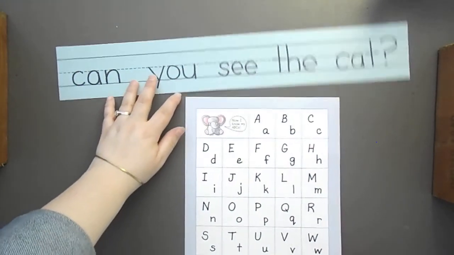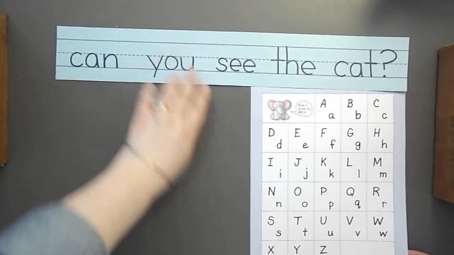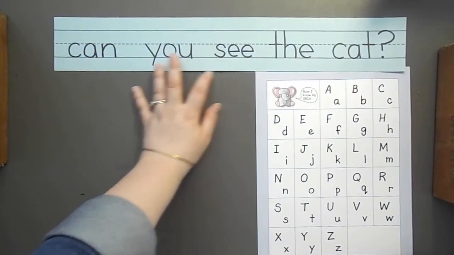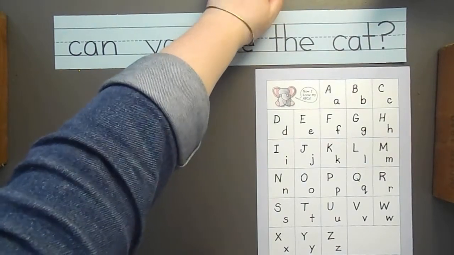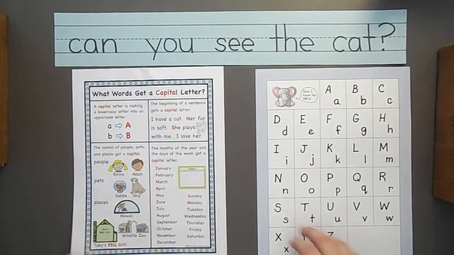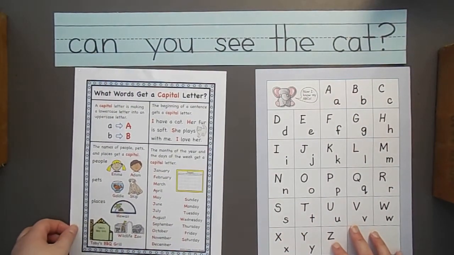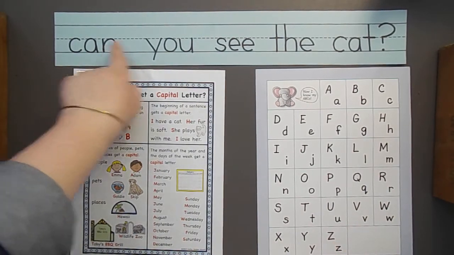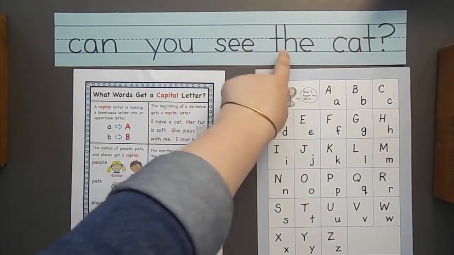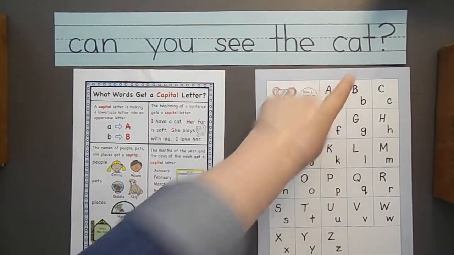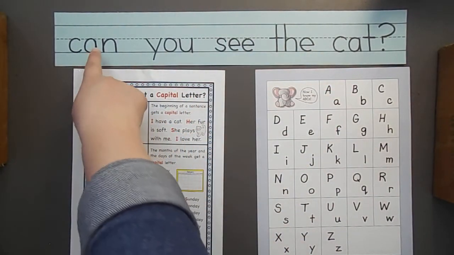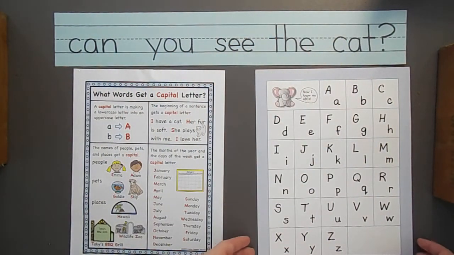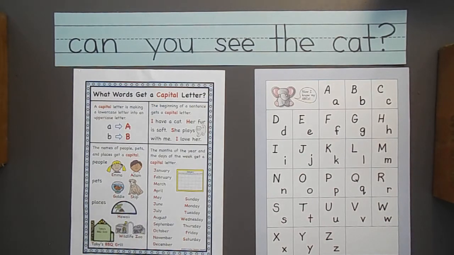Here is our first sentence. I'm going to keep my alphabet chart right here so I know what has capital letters. Okay. I'm also going to grab my capital letter chart. Okay. Let's read this sentence together. Can you see the cat? Read it with me this time. Can you see the cat? Okay. Pause the video.